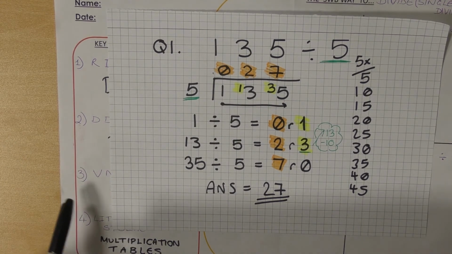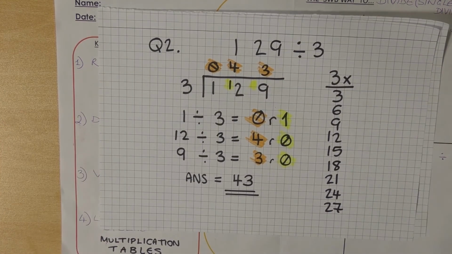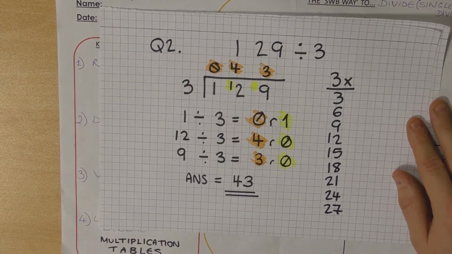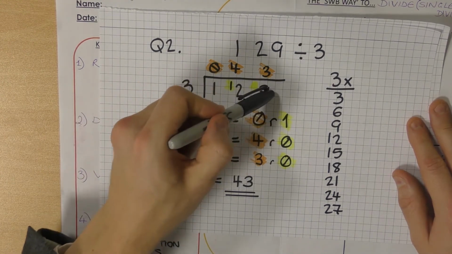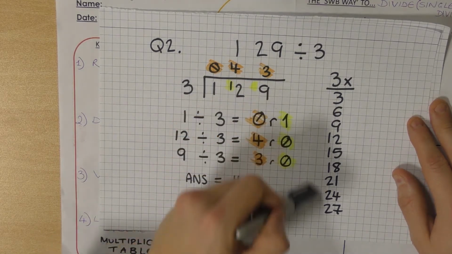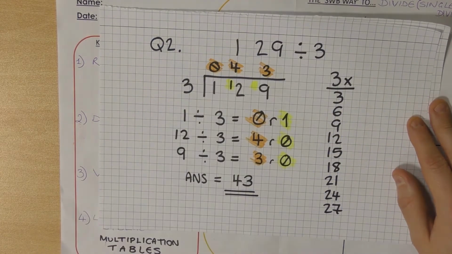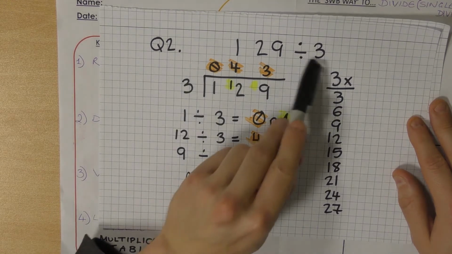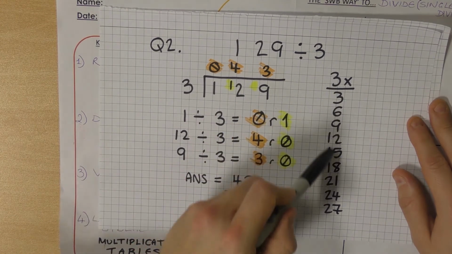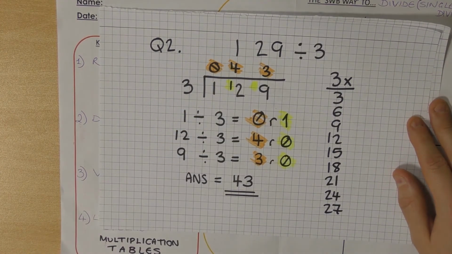Well done guys, now it's question 2. 129 divided by 3. What I divide by goes on the outside of my bus stop. My bus stop is drawn big and neatly so there is space in between the numbers. I then write down my times table of what I'm dividing by. At this point, remember guys, you're not writing this down, you should just be watching. So let me repeat, what we divide by goes on the outside. My times table of what I divide by is written on the side, and then I start my question.